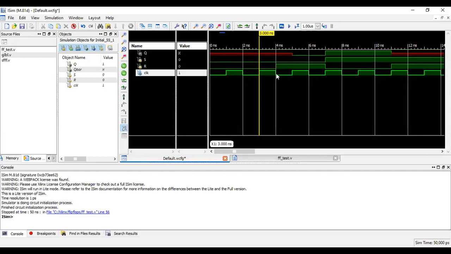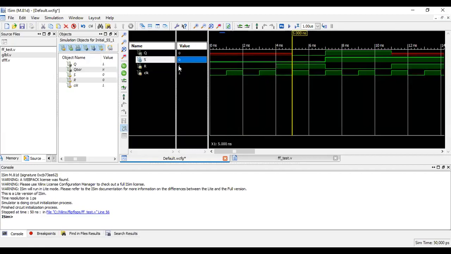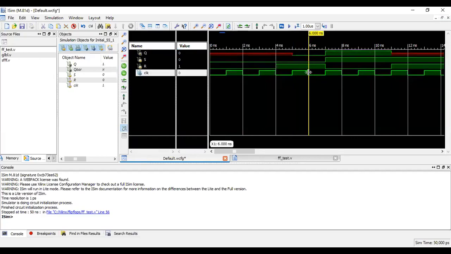This is the falling edge. This is the next positive edge. So at the next positive edge, what is your S value? You can see over here, S is 0, R is 1. So when S is 0, R is 1, what should be our Q? Q will be equal to 0. It's correct. Then leave this. This is the negative edge.